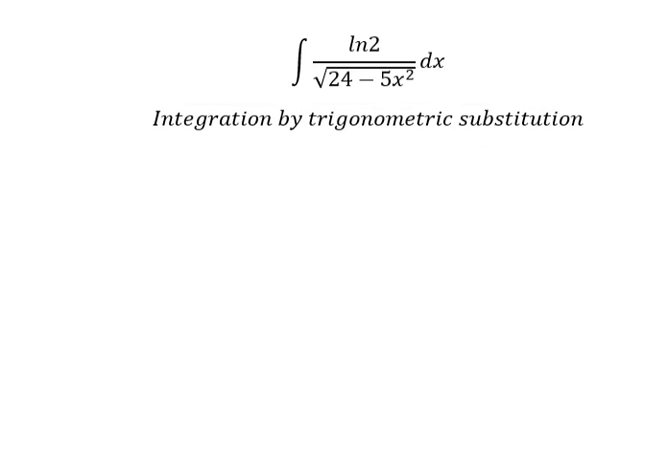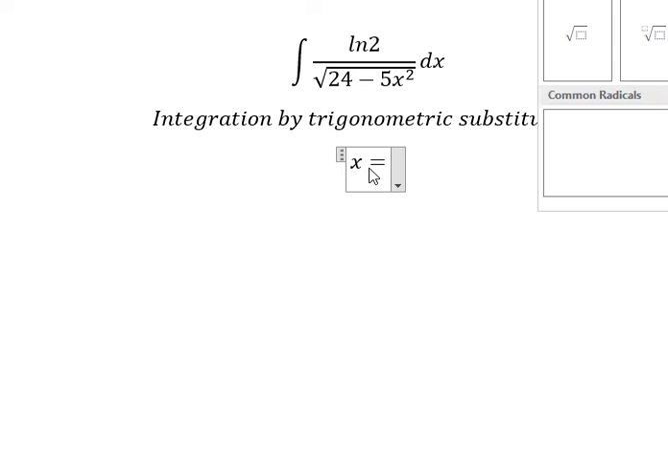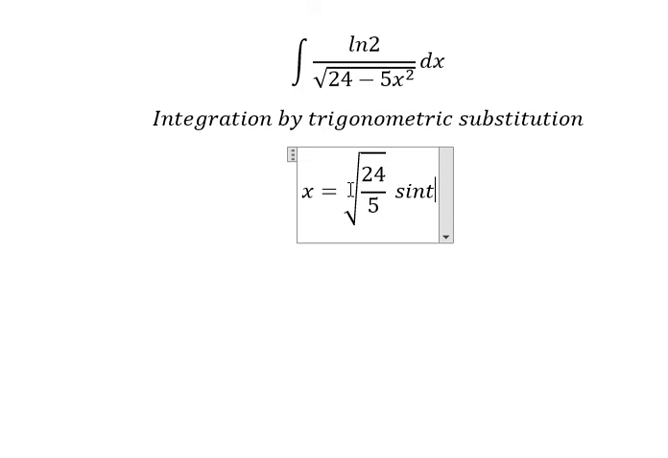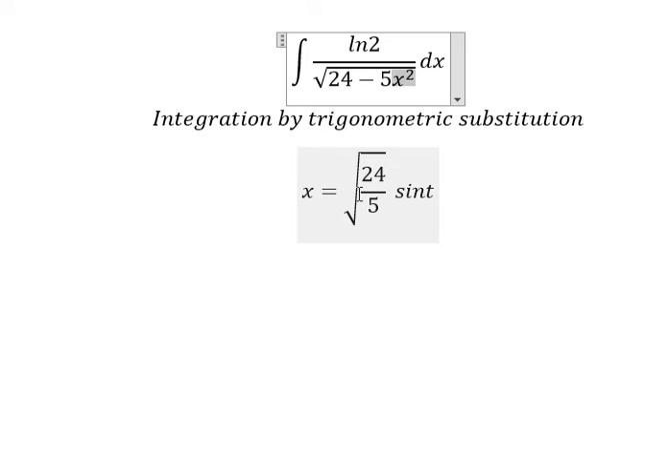So I will put s equals the square root of 24 over 5 sine t, because if I put this one in here, you get 24 over 5 sine t squared. The 5 we cancel. The 24 we can factorize.